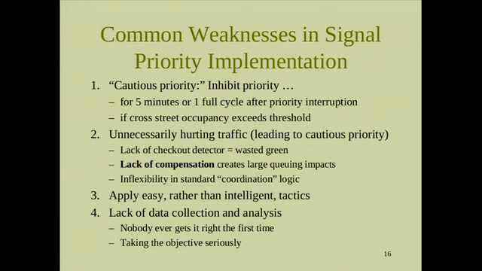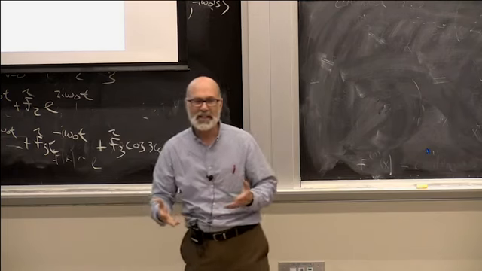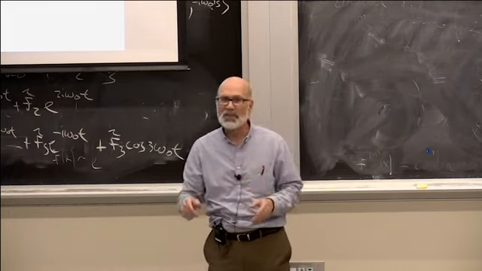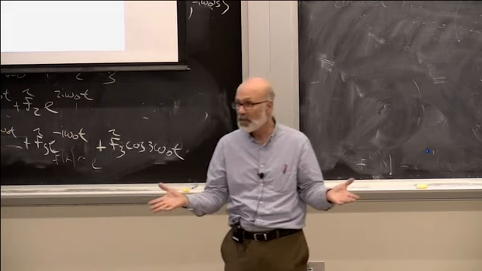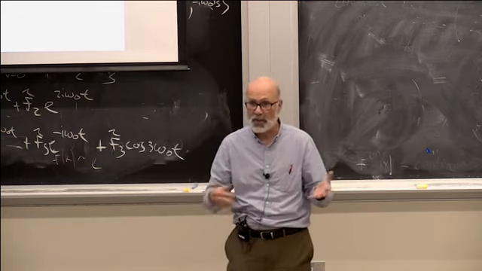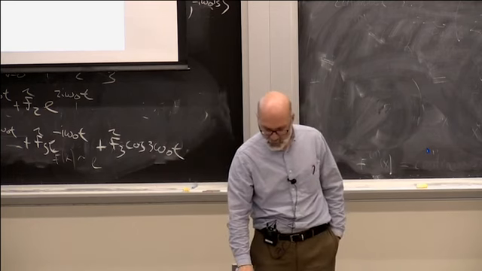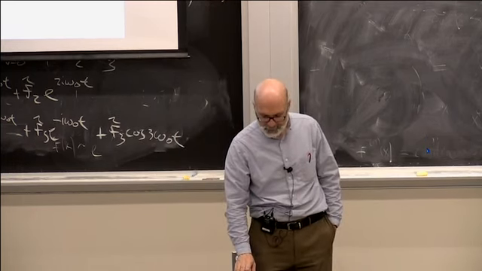In something like this, it's hard to get it right the first time. You need to do it, collect data, and see: are my buses getting the priority they're supposed to? If they're not, make some fixes. Is car traffic doing all right? Are there places where huge queues are building up? Try to fix it. So take the objective seriously.